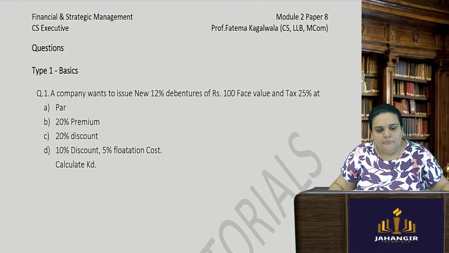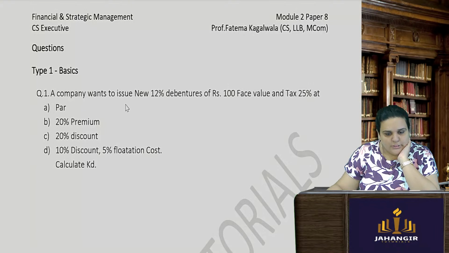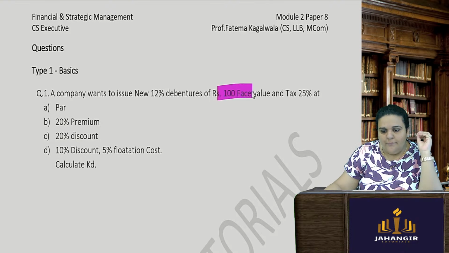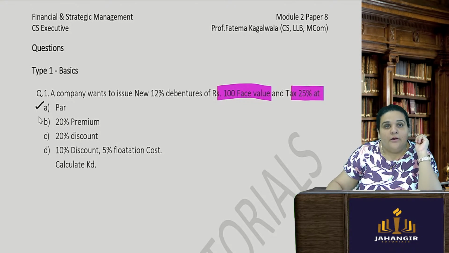Very simple. A company wants to issue a new 12% debenture of rupees 100, which is the face value, and the tax rate is 25%. They have given me four things. Either they can issue it at par, or at a premium, or at a discount, and the last one is at a discount with a flotation cost also. Why are all these things given? Because my price is going to change.